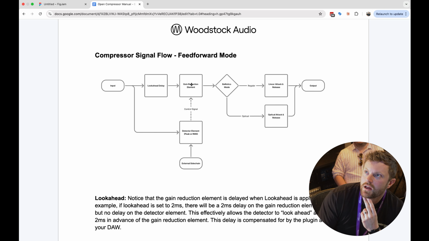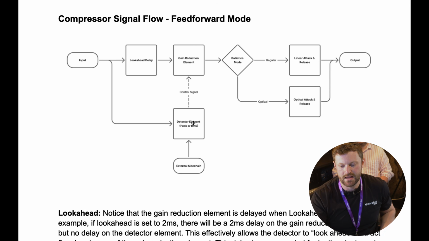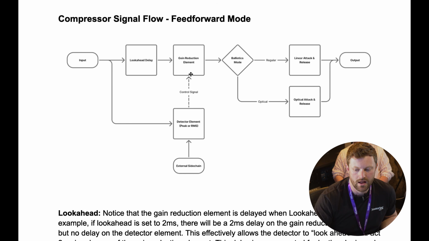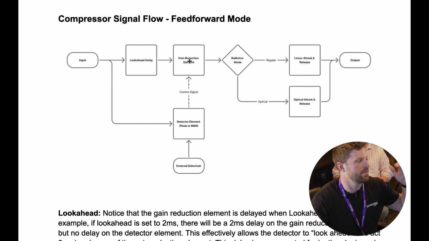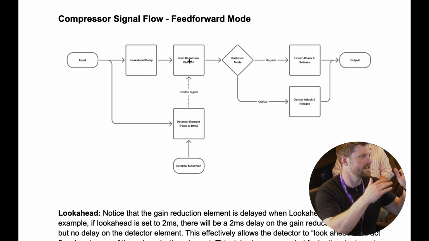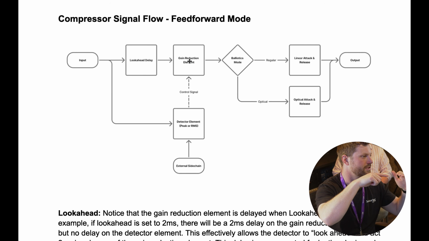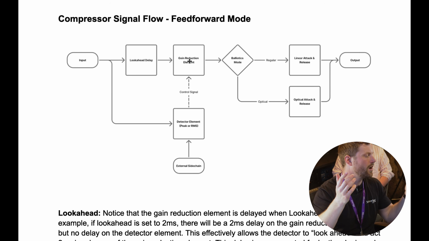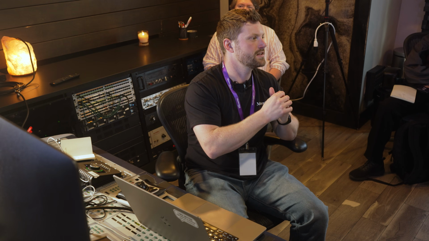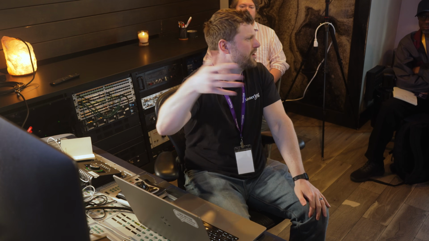So in feed forward, it sees the audio, then that dictates how much gain reduction happens. Let's say something comes in at 10 dB, but the threshold's set at minus 15. The detector sees that it's above the threshold by 5 dB. It then tells the gain reduction element to reduce it by, let's say, 2.5 dB at a 2:1 ratio. So it happens in the logical order you would expect.